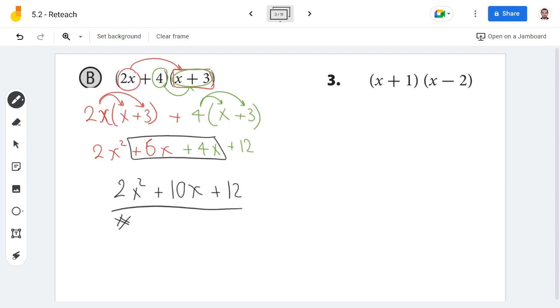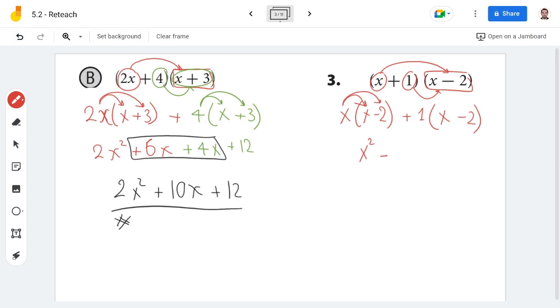Now let's have a look at this one here. It's the same thing. You can use this one, multiply with everything, so x multiplied by x minus 2, plus now 1 multiplied with everything, 1 times x minus 2. Now use the distributive property. x times x is x squared. x times negative 2, negative 2x. Now 1 times x equals 1x. 1 times negative 2, negative 2.